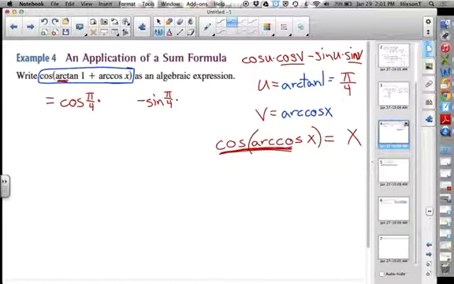Does everyone understand that? Okay? So I have what cosine is, so I can actually plug that in. But I still need the sine. Does anyone have an idea of how we could get sine? There's actually two ways.